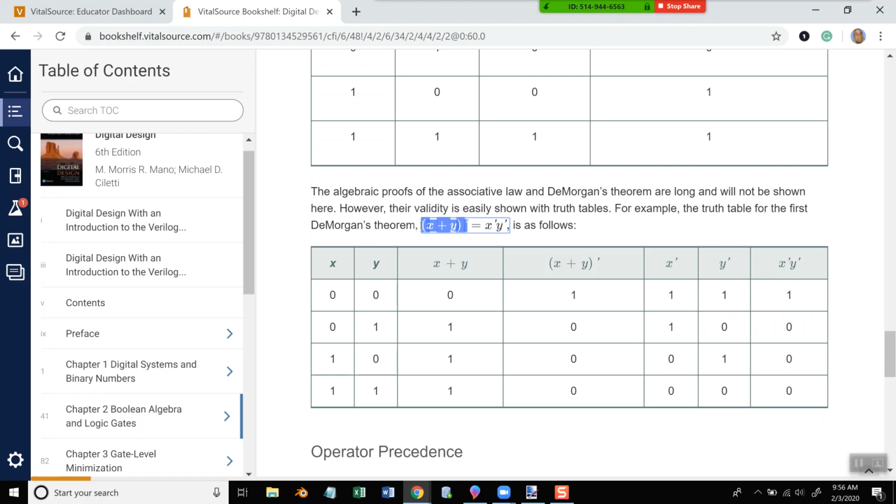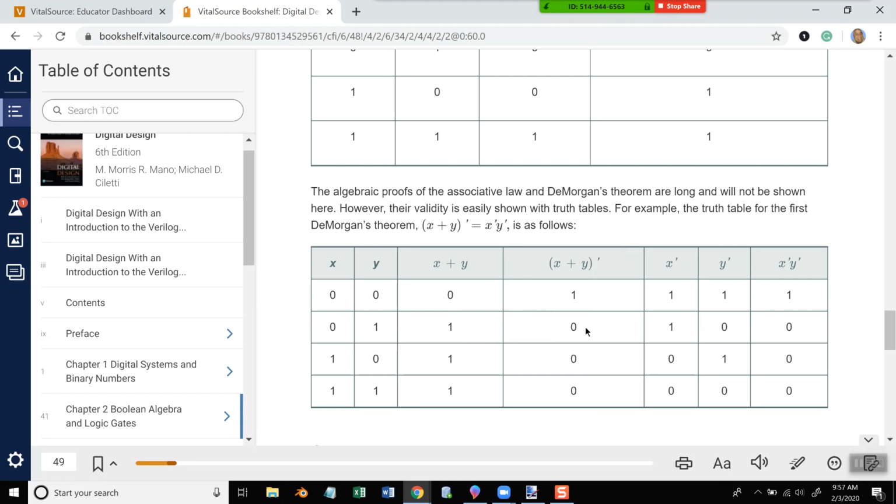That's a NOT, and NOT flips these to the opposite. 0 becomes 1, 1 becomes 0, 1 becomes 0, 1 becomes 0. And now this is the left side. So then we start a new column focusing on the right side.